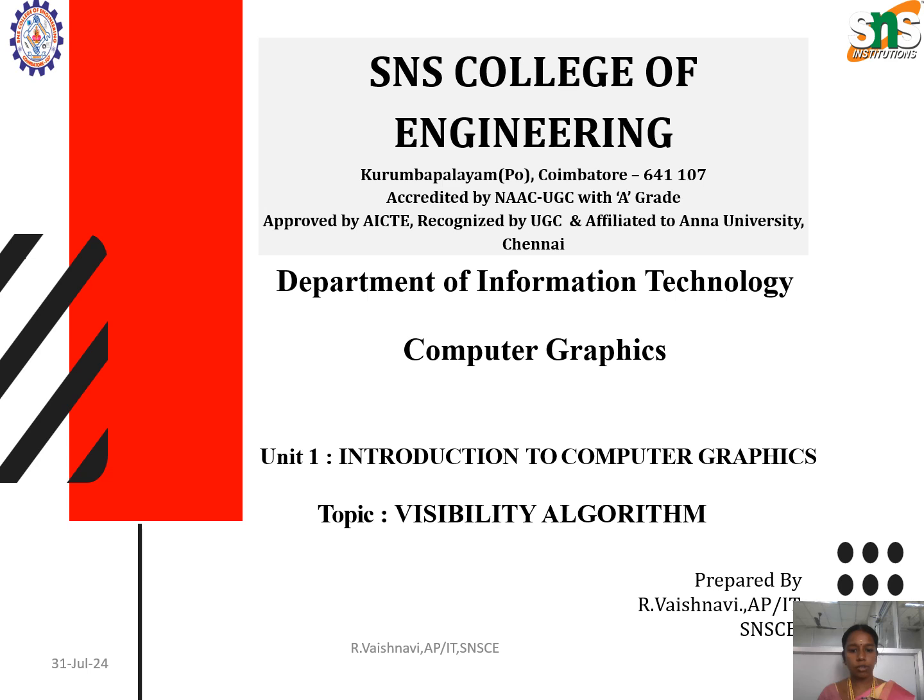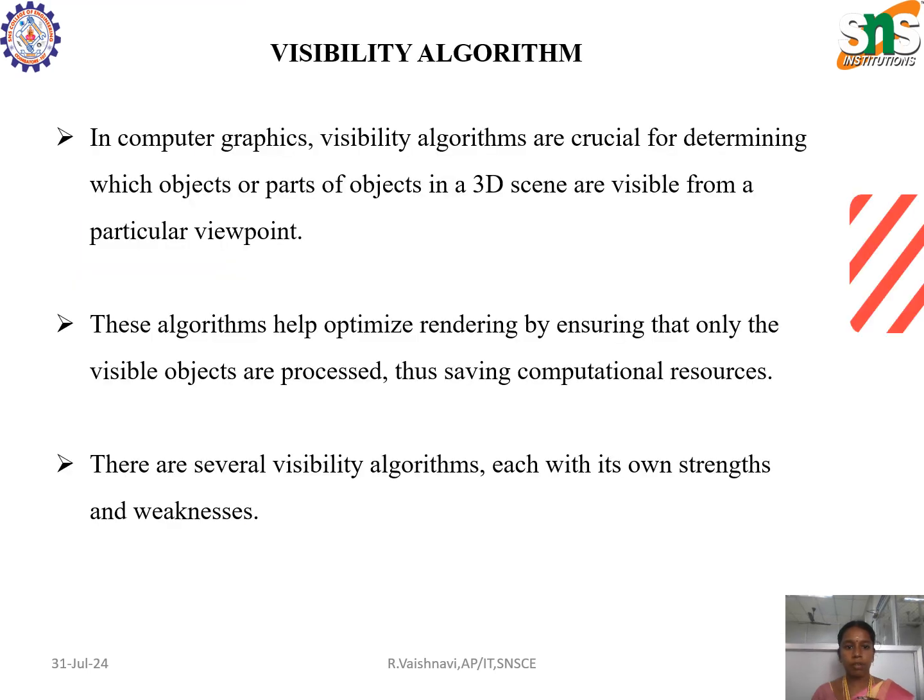Now we are going to see about the visibility algorithm in computer graphics. Visibility algorithms are crucial for determining which objects, or parts of objects, in a 3D scene are visible from a particular viewpoint. These algorithms help optimize the rendering by ensuring that only the visible objects are processed, thus saving computational resources.